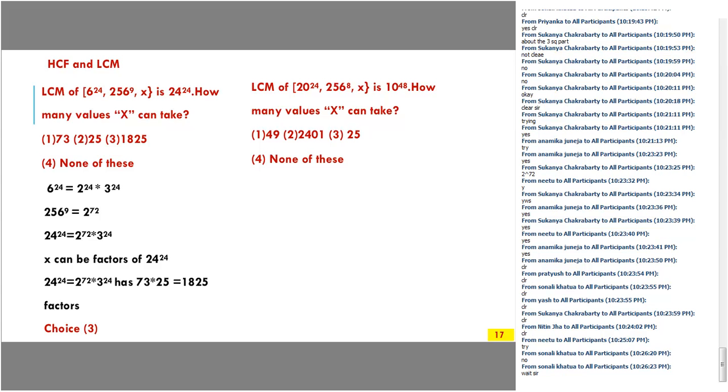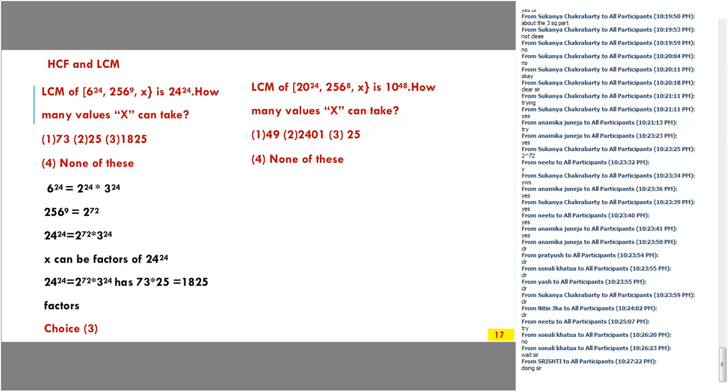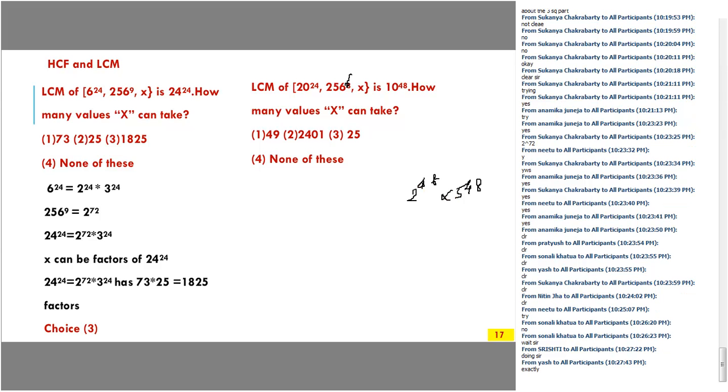Sukanya, what's your doubt? Speak if you will. Sir, the LCM has 10 to the power 48, which is 2 to the power 48 into 5 to the power 48. Correct. But 256 to the power 8 is 2 to the power 64. That should be 6, sorry, it should be 256 power 6. So it should be 2 power 48. Sorry, that's a mistake, a typing error.